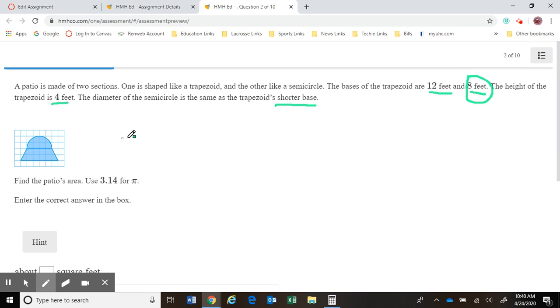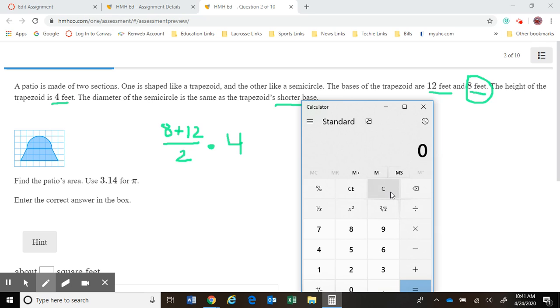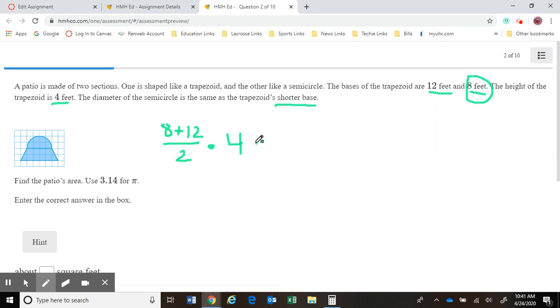All right, so let's take a look at the trapezoid because that's first. The area of the trapezoid, I know I need to add the bases, so 8 plus 12, and then I have to divide that by 2 and then multiply it times the height. That's going to give me the area of the trapezoid. So 8 plus 12 is 20. Divide that by 2, that's going to give me 10. And then multiply that times 4, and that's going to give me 40. So there's the area of the trapezoid.